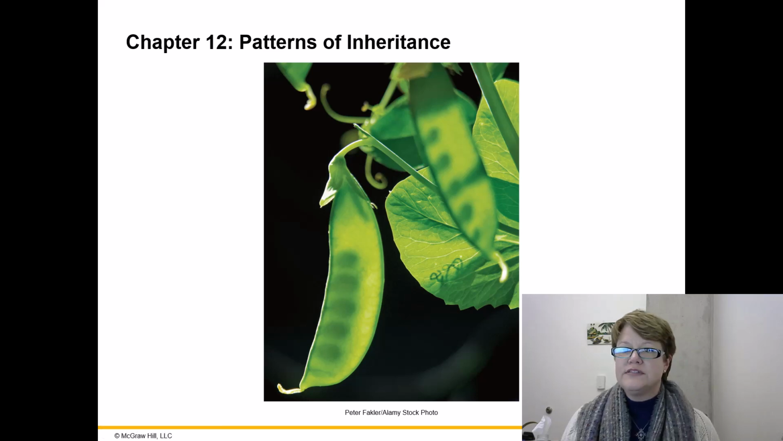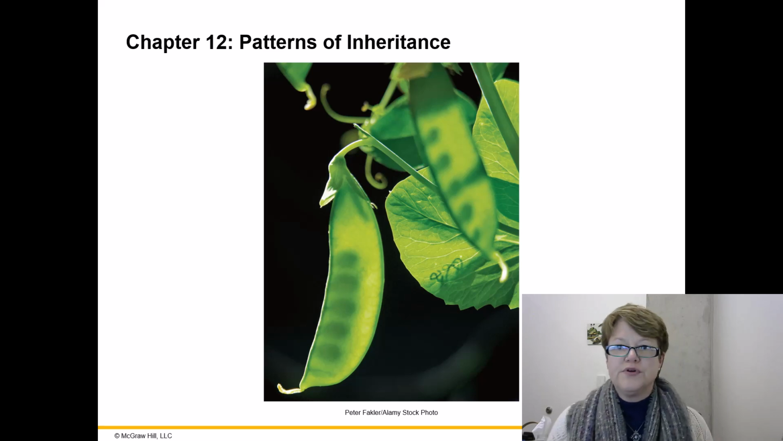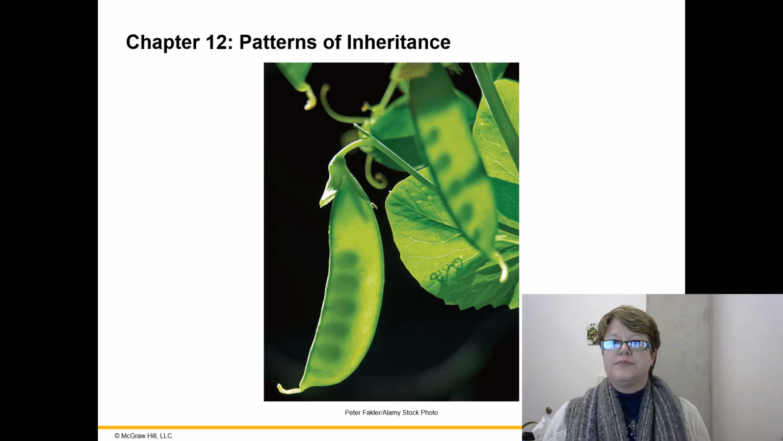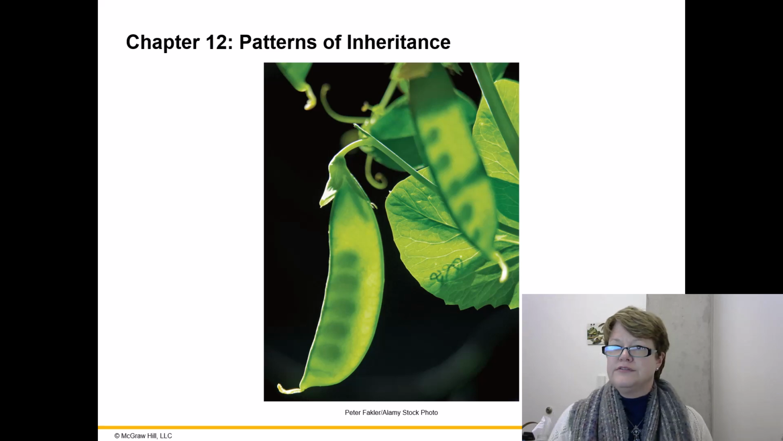So chapter 12 is about patterns of inheritance. All we're going to be learning about in this chapter is some applications of the concept of sexual reproduction that we learned about in chapter 11. So remember, meiosis makes haploid gametes. When two different gametes fuse together, that makes a new organism. And so we'll be looking at some of the history of how people figured out how inheritance works. And then we'll be looking at some of the common patterns of simple genes.